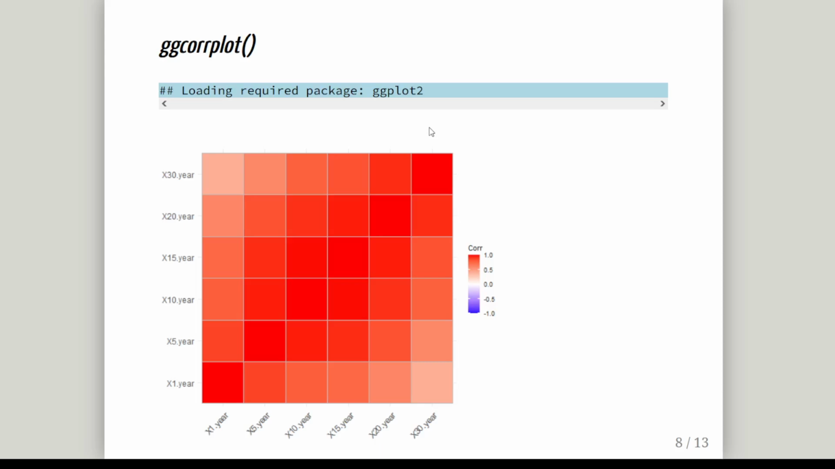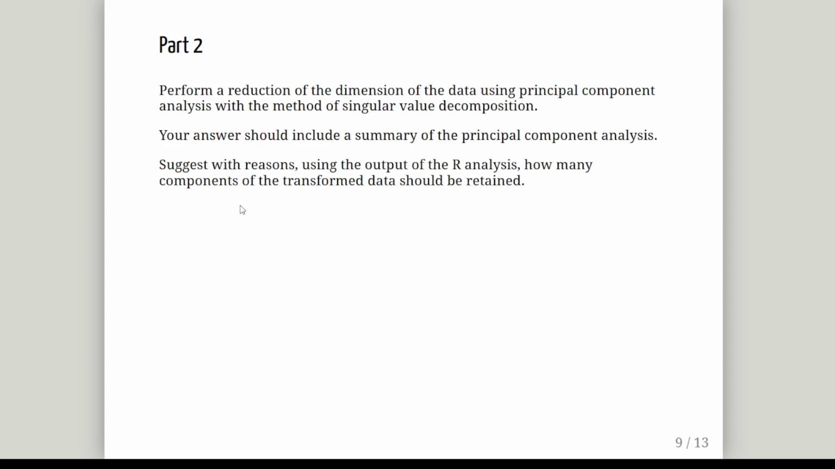Red is positive correlation, blue is negative correlation. We don't have any blue there, so it's all red, so it's all positive. The strength of the color, how dark red it is, shows how close to 1 it is. You can see that for most of the interior, most pairs of variables are quite strongly correlated. In fact, this is the only time where we see something quite weak, x30.year and x1 year. So that's useful to know.